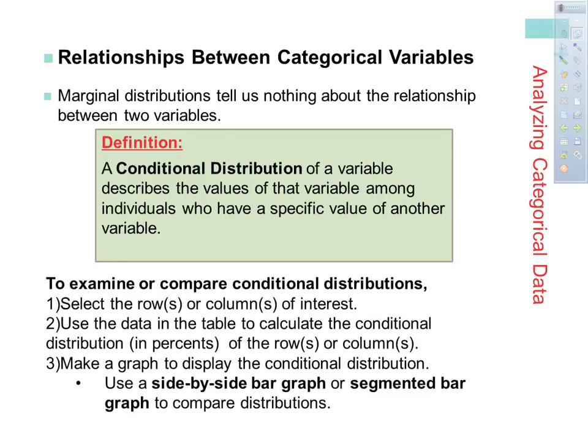Okay? But anyway, the conditional distribution is what we use to try to create this relationship, right? So we need to figure out, again, if we're interested in the rows or the columns, we've got to select the row or column of interest first, and then use the data to calculate the distribution in percentages of the rows or the columns. And then what we'll do from there is make a display, again, so we can get an overall feel of what the data is trying to tell us. And that display can come in the form of two things.